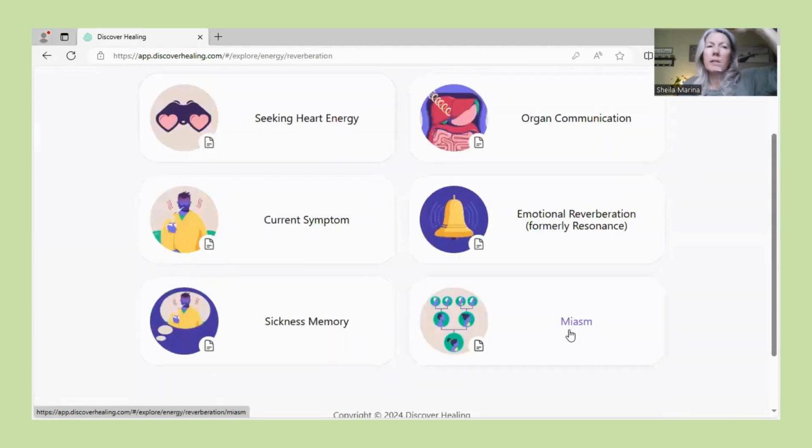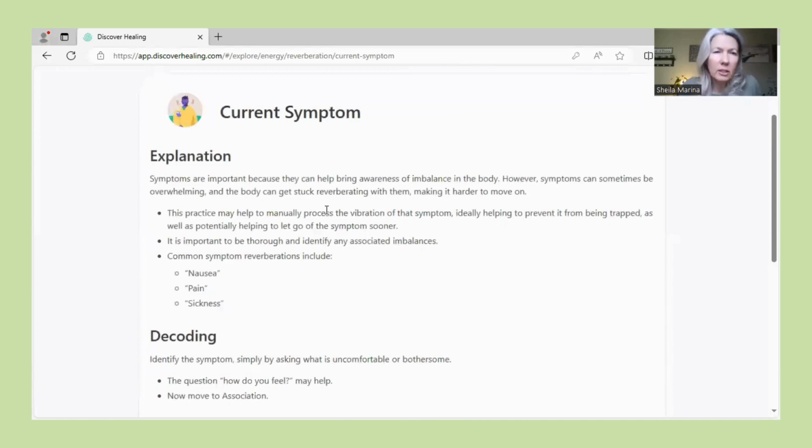So this reverberation, is this on the left side of the chart? Yes, on the left side of the chart, is this seeking heart energy? No. Is this a current symptom? Yes. So this is a current symptom that Gus currently has.